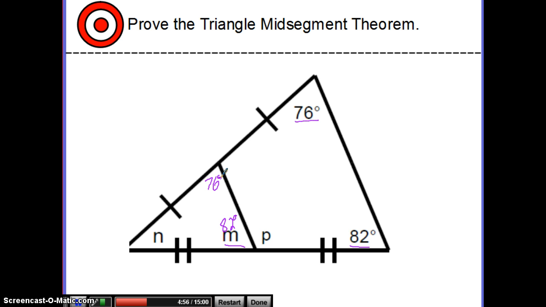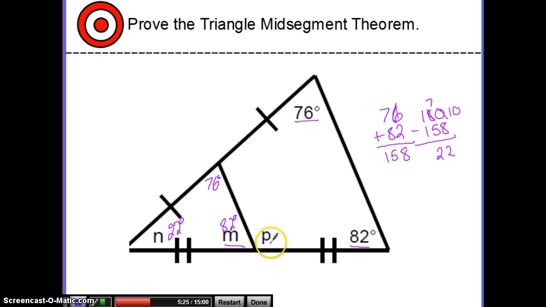All right, and then let's go ahead and find this one because this is like what we saw in the last one. So got a little triangle going on here. So we'll need to do 76 plus 82, which is 158, subtract that from 180. All right, so we're looking at N being 22 degrees.